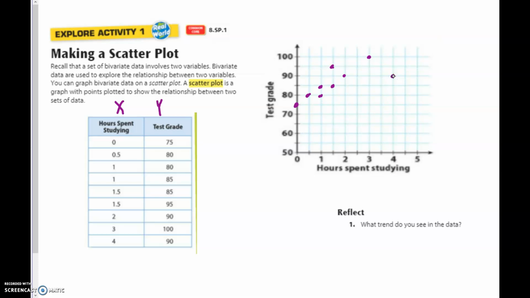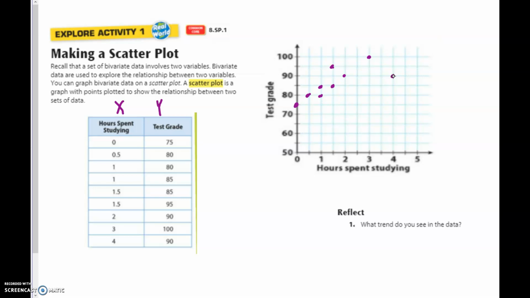Okay, so if we look at this data, you can see that if we connected those, that does not make one set of data. Those plots are scattered all over, and we have two different pieces of data. So how many hours were spent studying, and what were your test grades? And as a whole, I think most of you would agree that if you spent more time studying, you would do better. Now, that doesn't mean that everybody who studied an hour would get the same grade. It just means that if you yourself spent no time studying, and then you yourself spent 1 hour studying, more than likely the trend is that you would do better.